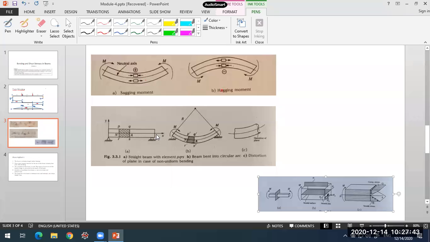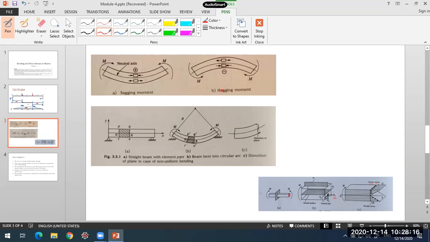If this is the x-axis or the longitudinal axis of the beam, the bending stresses will be acting on a plane perpendicular to it, that is, on the cross section of the beam. In simple terms, this particular cross section will be subjected to those bending stresses. Here you can see the bending stress, sigma x. We are taking up these particular stresses.